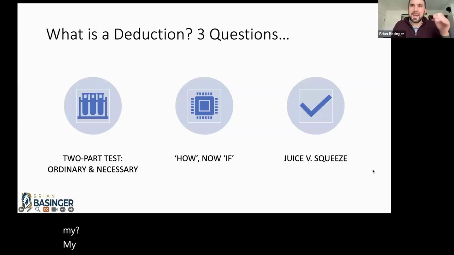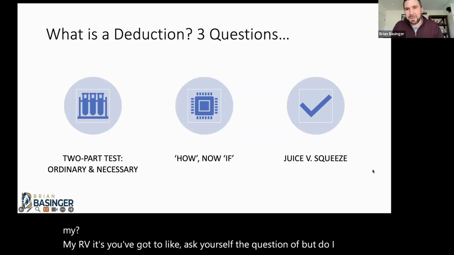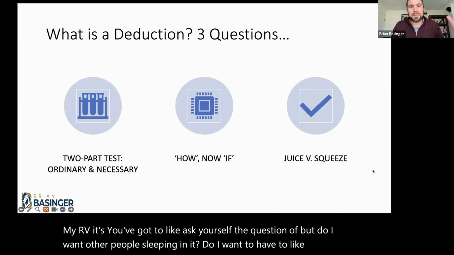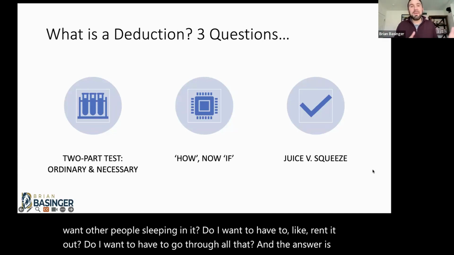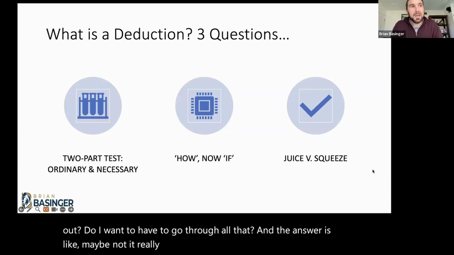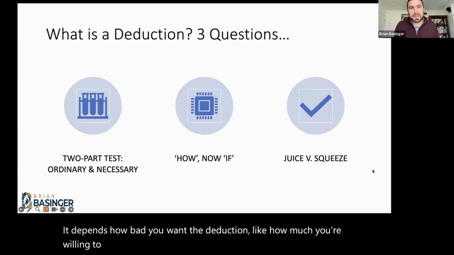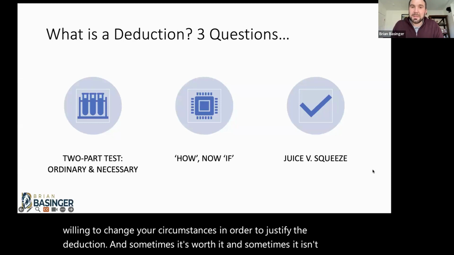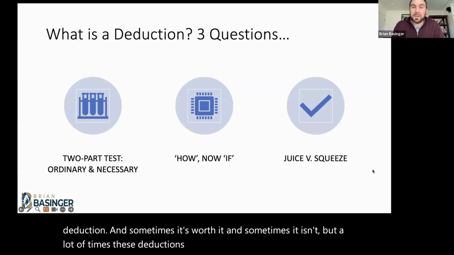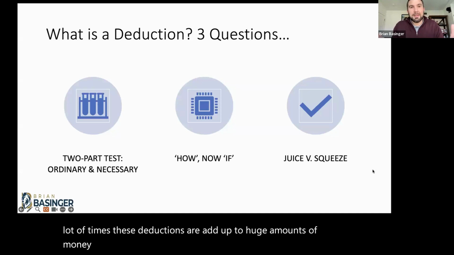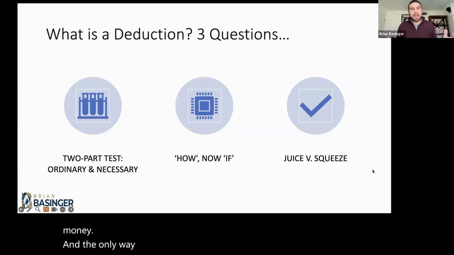How do I deduct my RV? You've got to ask yourself the question: do I want other people sleeping in it? Do I want to have to rent it out? Do I want to go through all that? And the answer is, maybe not. It really depends how bad you want the deduction, how much you're willing to change your circumstances in order to justify it. Sometimes it's worth it, and sometimes it isn't. But a lot of times these deductions add up to huge amounts of money. And the only way you can know any of this is by getting proactive about it.